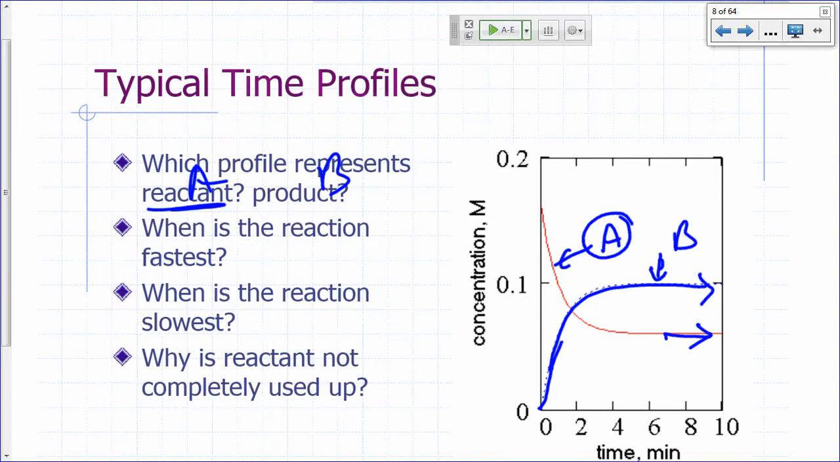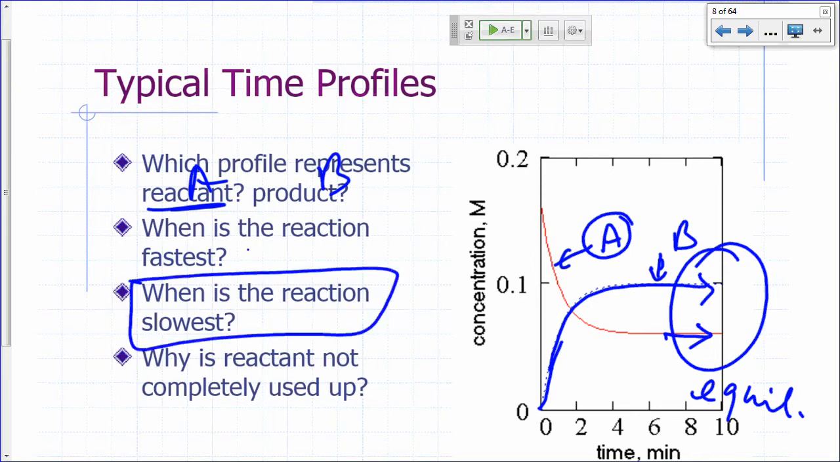It gets flat. What does it mean when the curve gets flat? Your A and B, your reactants and products, are no longer changing. We say at this point right here, you've reached equilibrium, chemical equilibrium. That's when your reaction is slowest.